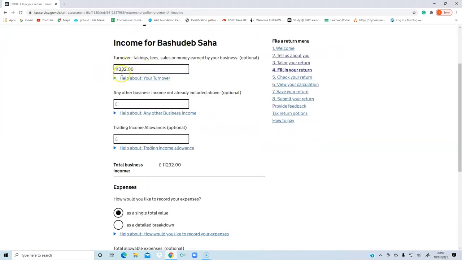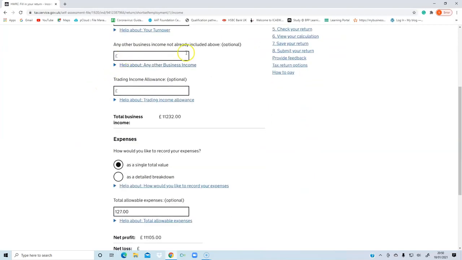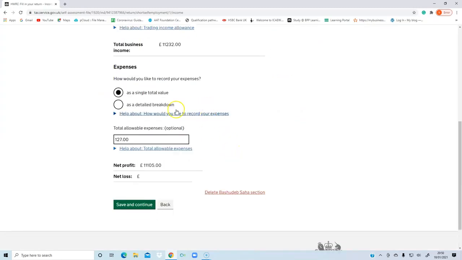So for us, the example income is 11,232. Do you have any other income that is not included? It is optional. Trading income allowance is optional. You don't have to write anything.